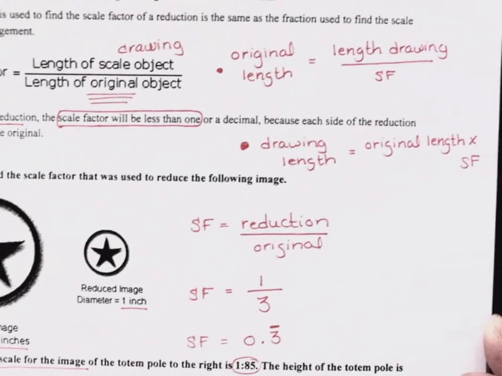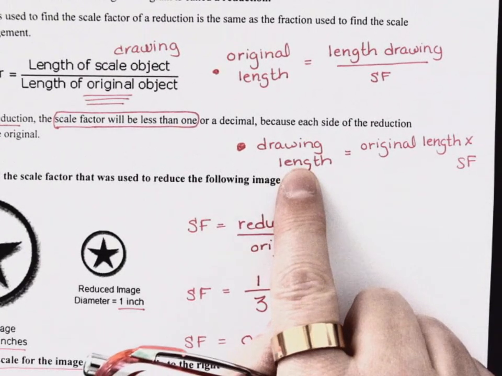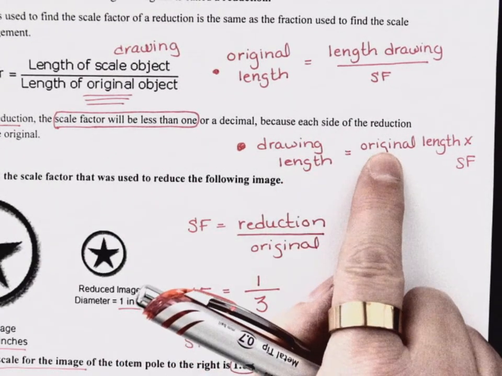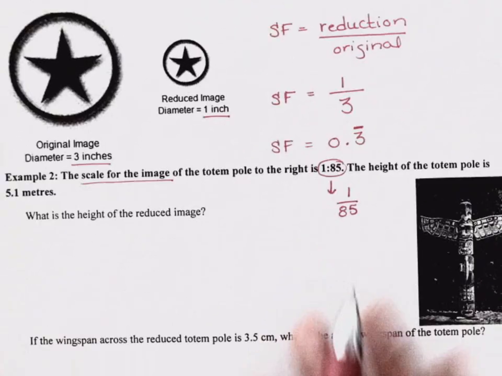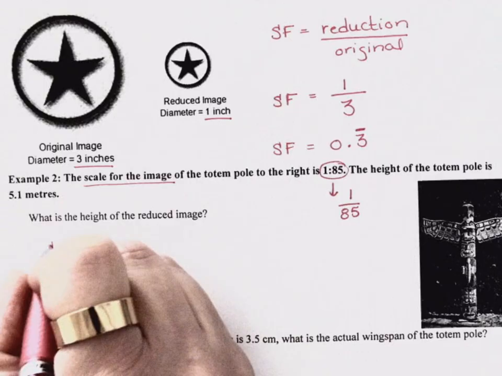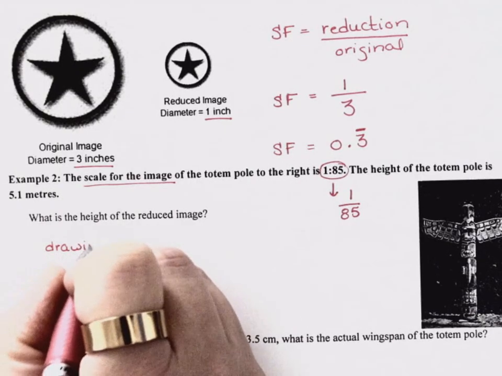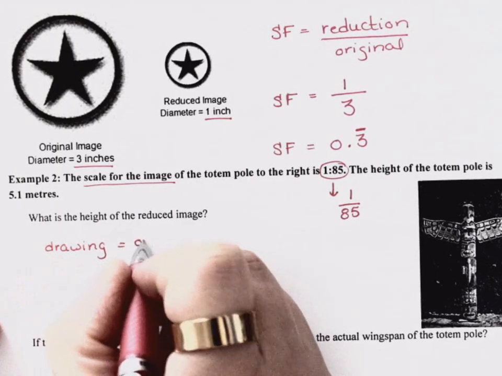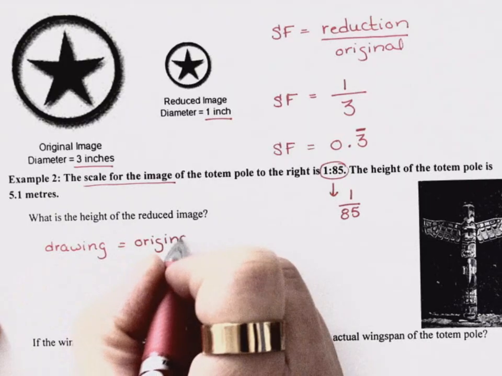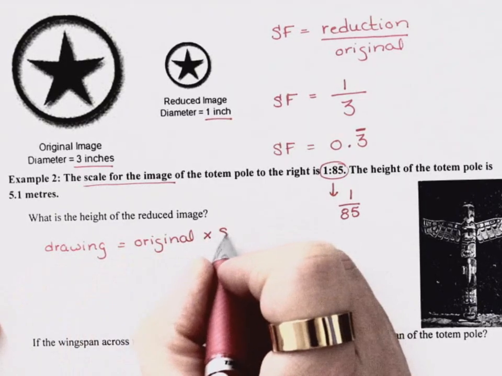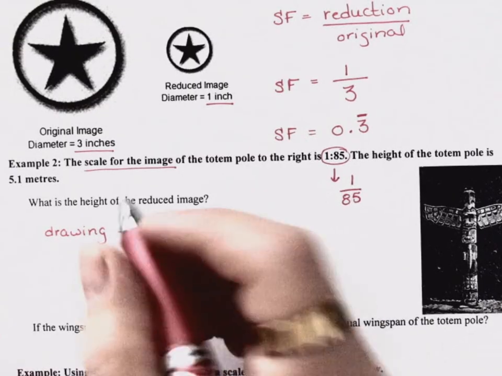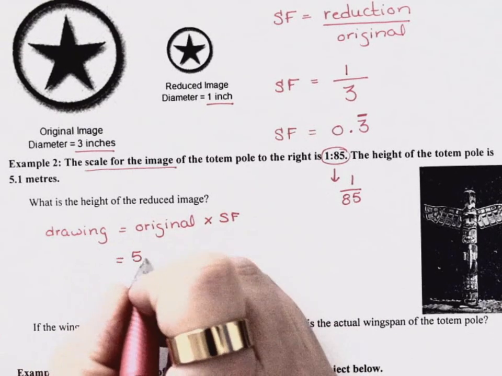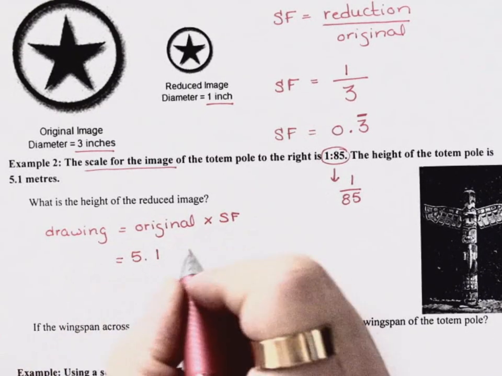So I'm going to slide back up to my formulas. I'm trying to find the drawing length because I know the original length and I know the scale factor. So the drawing is the original length times by the scale factor. And I'm just abbreviating it SF because I want to.